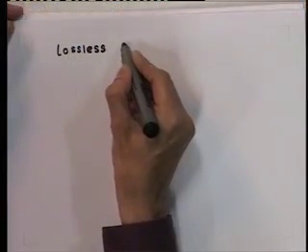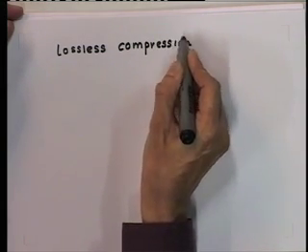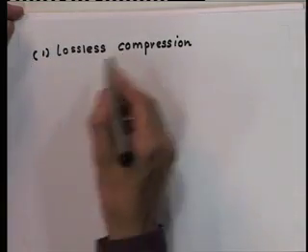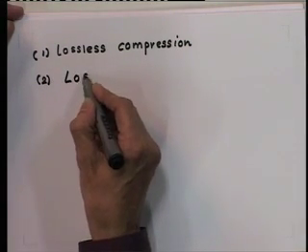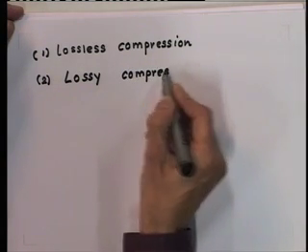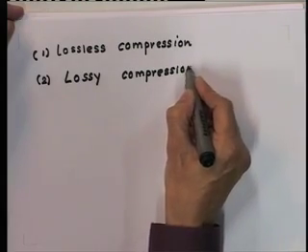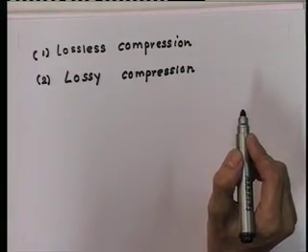Now, based on the requirements of reconstruction, data compression algorithms can be divided into two broad classes: lossless compression schemes, in which the reconstruction is identical to the original, and lossy compression schemes, which generally provide much higher compression than lossless compression, but allow the reconstruction to be different from the original.